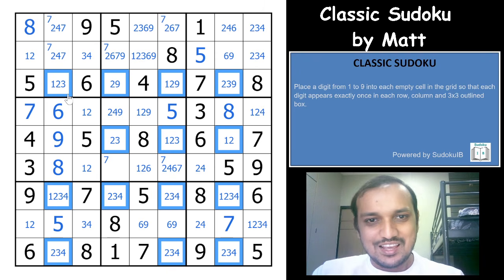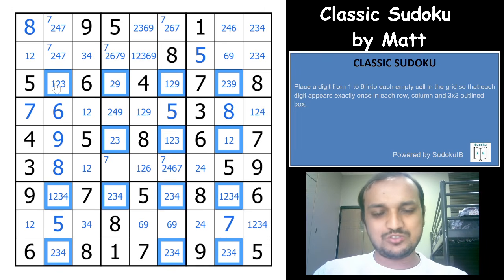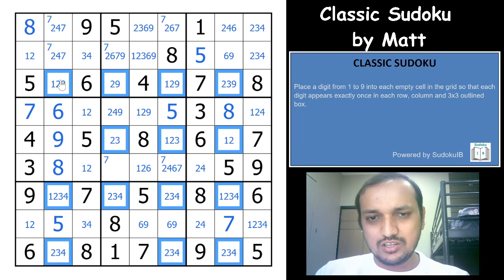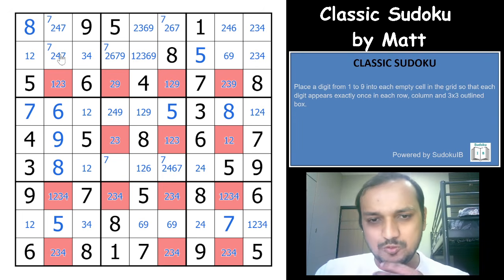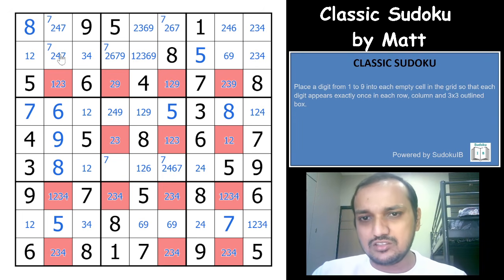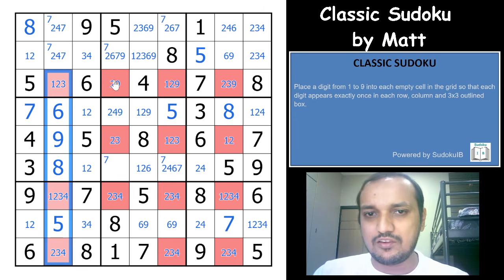As you can see here, I have a jellyfish of 2 now in rows 2, 4, 6 and 8. 3, 5, 7 and 9. Sorry. So that is subjected to columns 2, 4, 6 and 8. So if you see in row 3, 5, 7, 9, 2 can only be possible in those marked red cells, which means all the other cells of these 4 columns cannot have a 2.